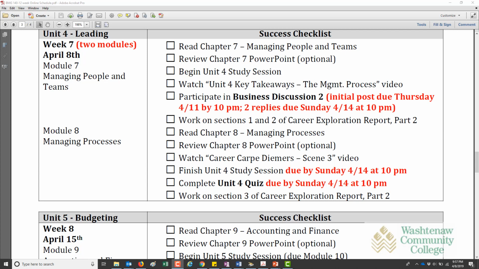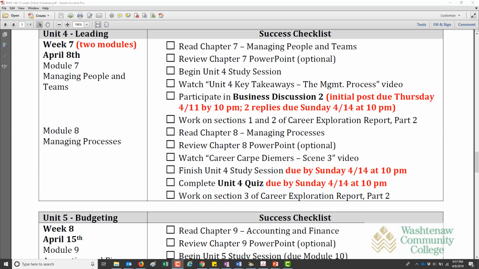Just as a heads up, this is a 2-module week, meaning Chapter 7 and Chapter 8 are both covered this week in all assignments. That's the discussion that starts on Thursday or due by Thursday and replies by Sunday, the study session, and also the quiz. So make sure you are getting a head start so you can complete all of your activities.